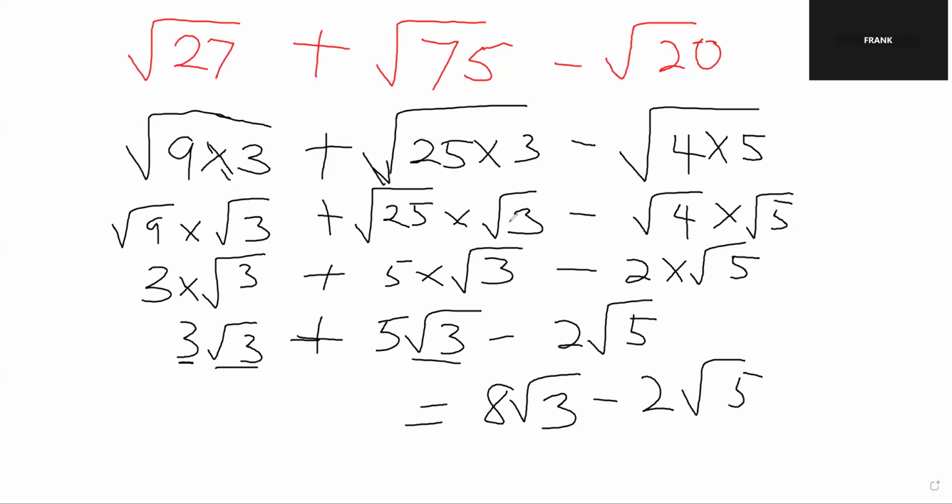Root 3 and root 5 are not reducible sets. And once they are unlike sets, that's the answer. We cannot subtract. So our answer to the question is 8 root 3 minus 2 root 5.